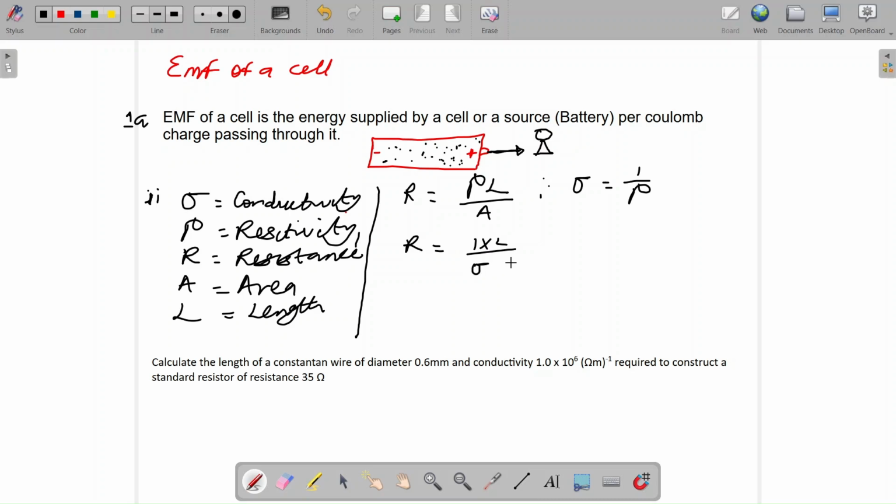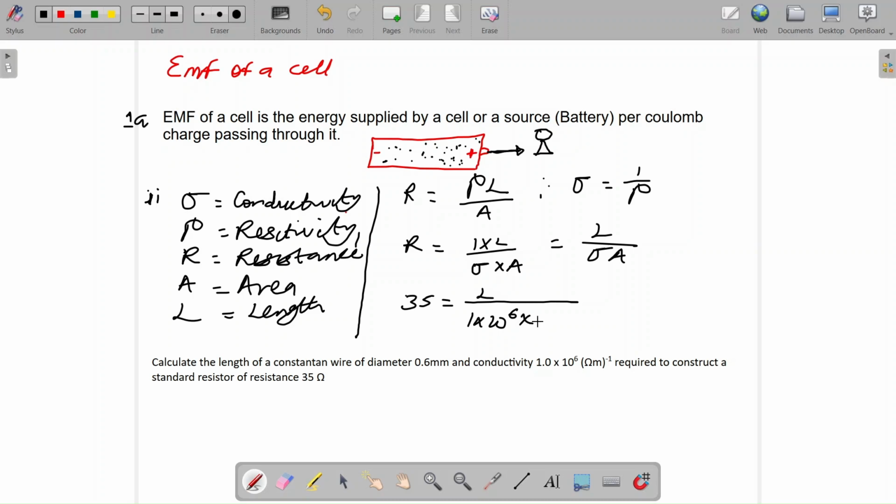conductivity times A. Because conductivity is just 1 over rho, if you replace this with 1 over rho, it will give you L divided by rho A. So if you apply that, you are told your rho is 35, your resistance is 35, your length you don't know, that's what you are looking for. Your distance is 1 times 10 raised to power 6.